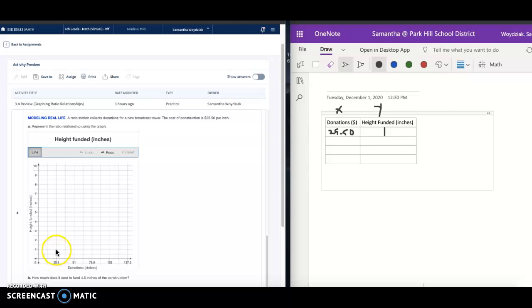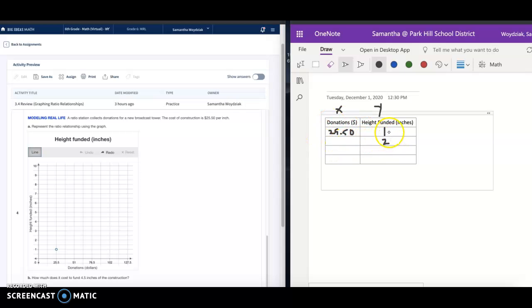And then up 1. Notice I actually went up 2 hash marks, but that's because it looks like the y-axis is going by halves. So notice it didn't make a line for me, and that's because in order to make a line, we have to have 2 coordinate pairs. So we need to find one more. There's different ways to do this, but what I would do is I would say, okay, over here, if I have 2 inches, what would the donations be?